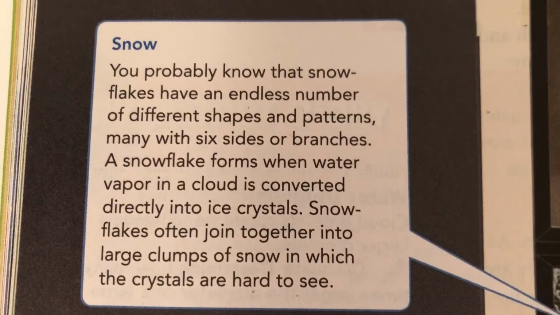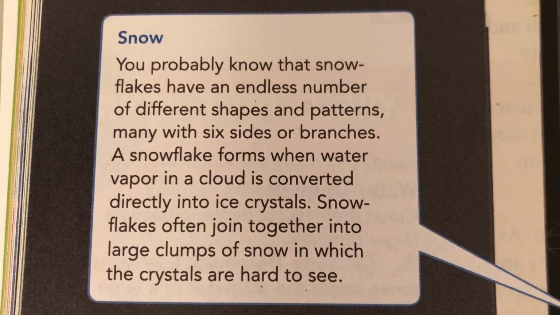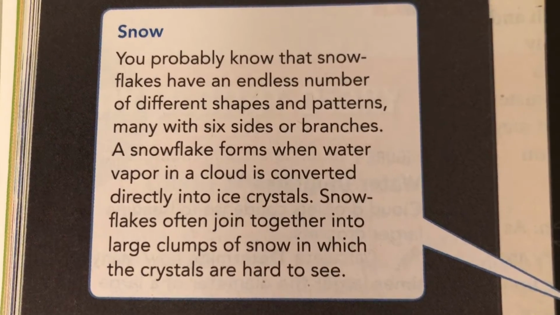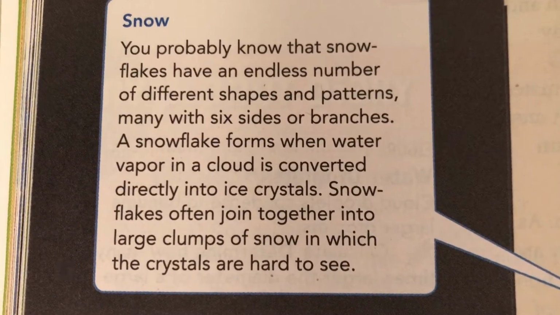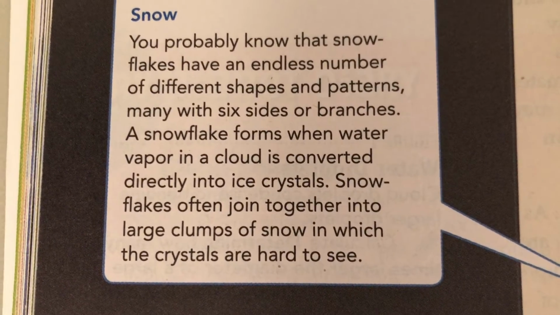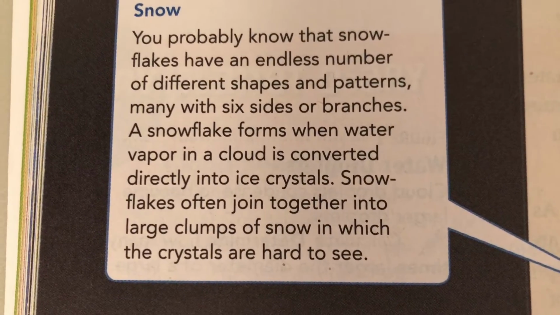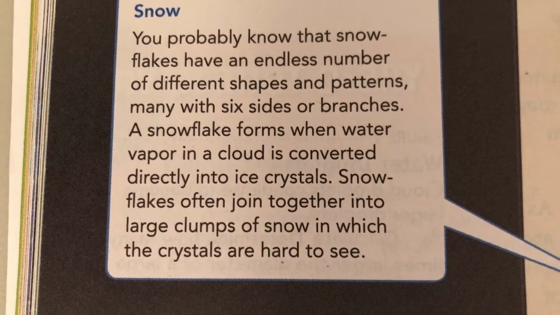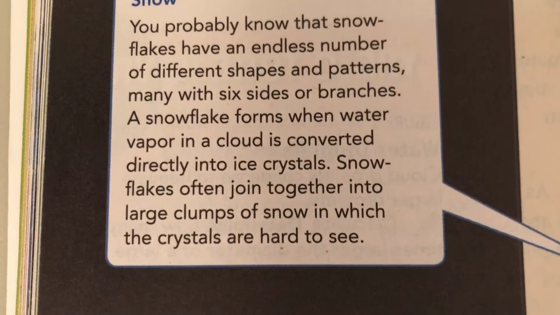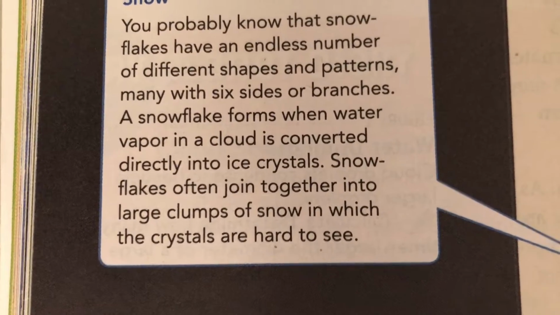Snow. You probably know that snowflakes have an endless number of different shapes and patterns, with many of them having 6 sides or branches. A snowflake forms when water vapor in a cloud is converted directly to ice crystals. Snowflakes often join together into large clumps of snow in which the crystals are hard to see.